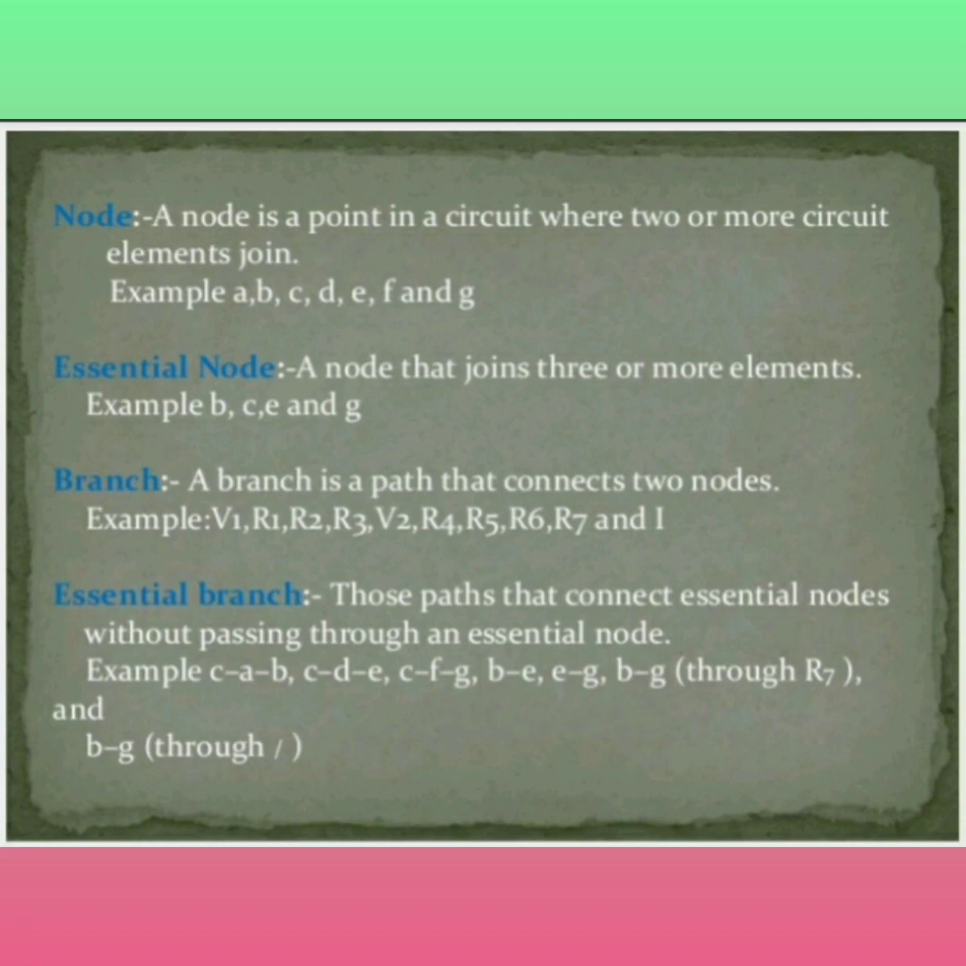Node. A node is a point in a circuit where two or more circuit elements join. Example: A, B, and so on. Essential node. A node that joins three or more elements. Example: B, C, etc.